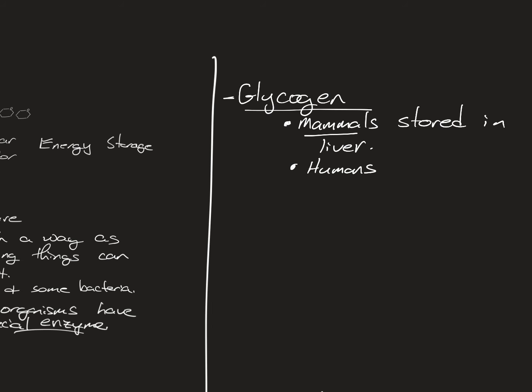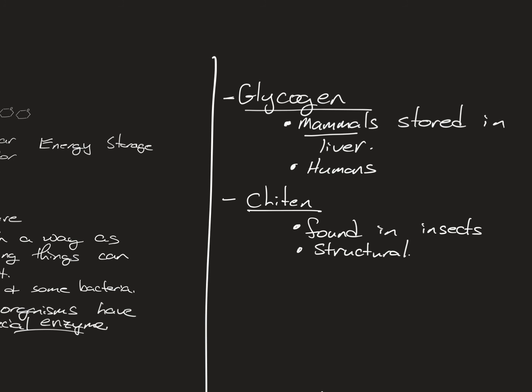There are a few other polysaccharides, like chitin. Chitin is found in insects. It's structural. So chitin is found in insects. It's structural. You know that.